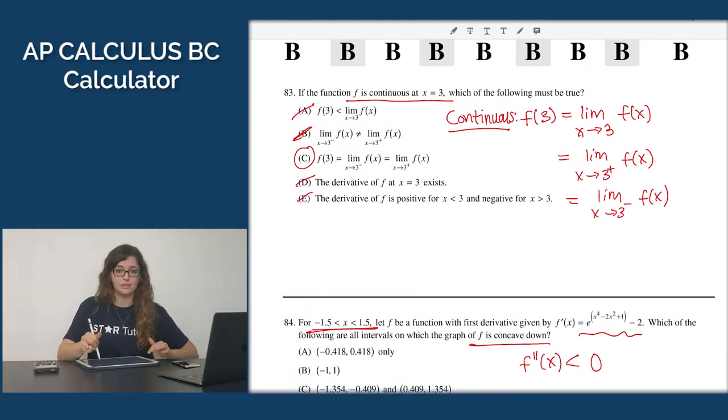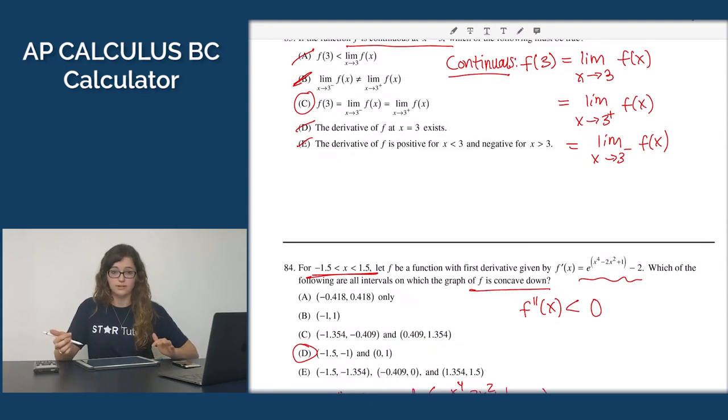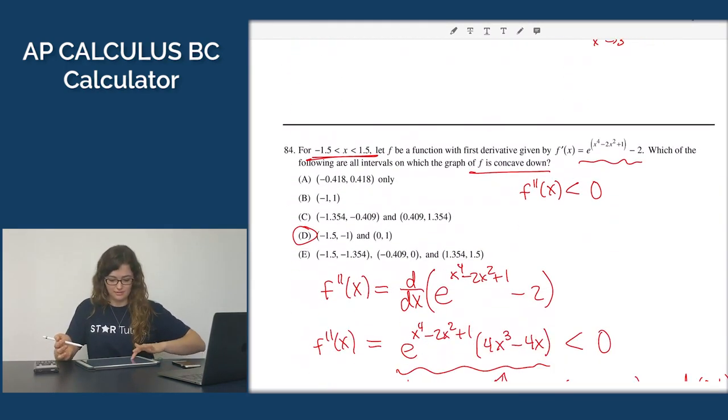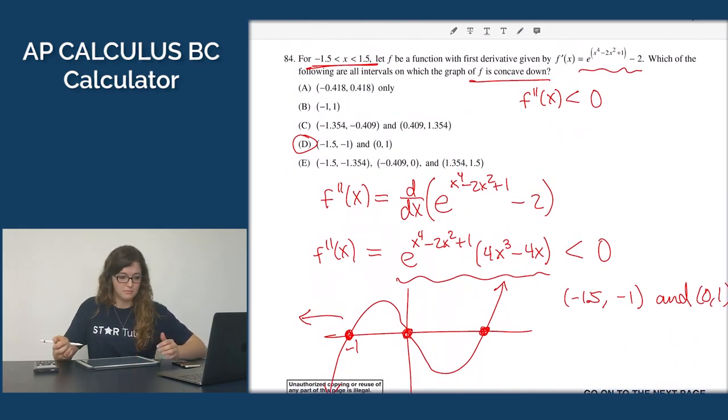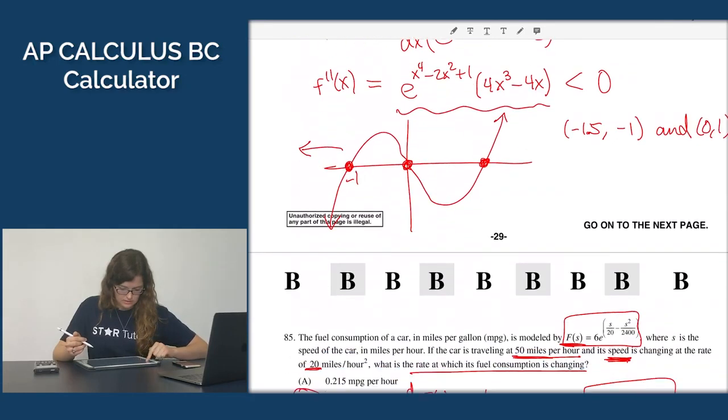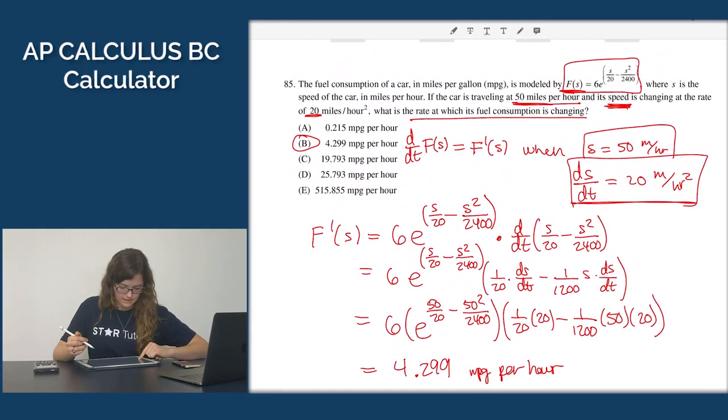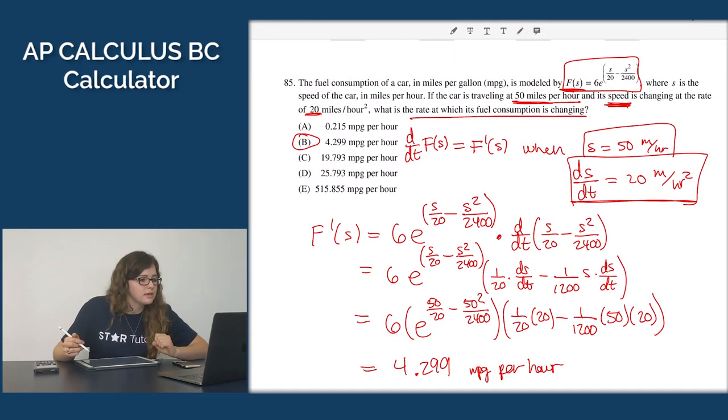Yeah, knowing the definition of being continuous. It's really important to know all of those definitions. It might seem silly to have to remember all of them, but it's really important. 84, D. Good. 85. That one was tricky.